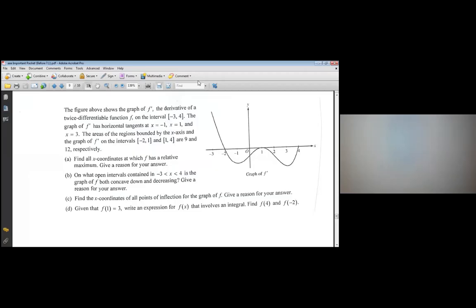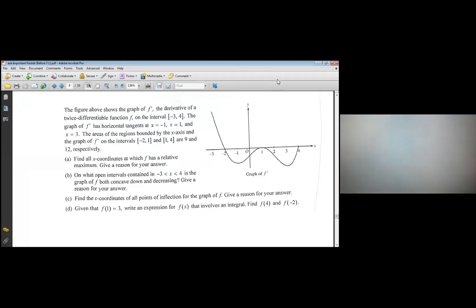All right, so let's take a look at this one. A, B, and C, we ought to fly right through. And then part D is where the new lesson is going to be starting. So real quickly, we're going to run through A, B, C.